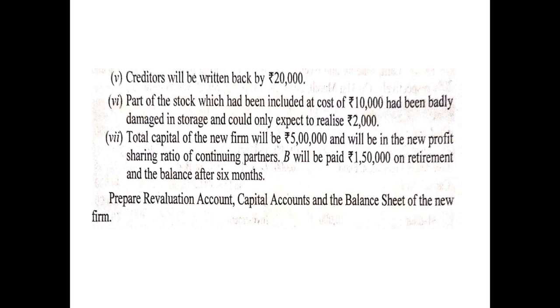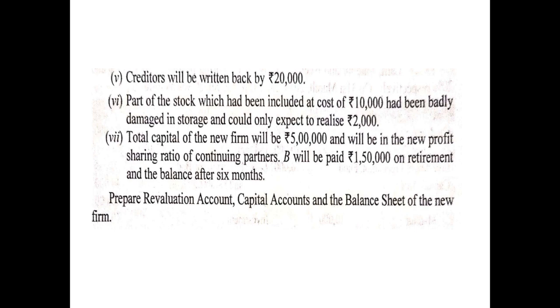That means the stock of 10,000 is useless, but still we will manage to get 2,000 from it. That means 8,000 we will not be able to get. So this 8,000 will be the actual reduction in the value of stock, that is asset, which will be shown on the debit side of revaluation account as to stock 8,000.